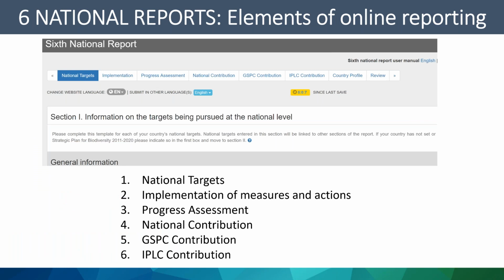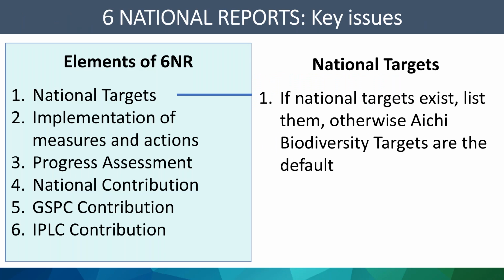Thank you. So there are 6 elements of the online reporting tool, including national targets, implementation of measures and actions, the progress assessment, the national contribution, the global strategy on plant conservation, and indigenous peoples and local communities' contribution. This was the framework from which we started. I now want to share the key issues.